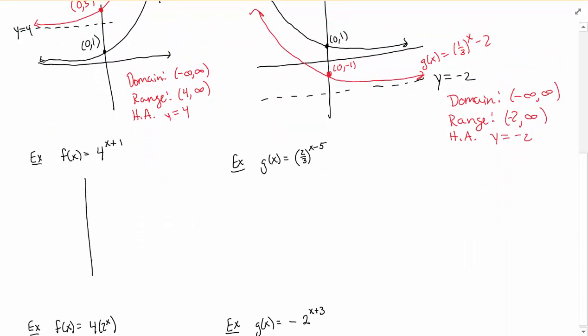So 4 to the x plus 1. My toolkit function that I'm going to start with is just 4 to the x. 4 is bigger than 1, so give or take, I'm starting with an increasing function that goes through (0, 1) and has a horizontal asymptote of y is equal to 0.